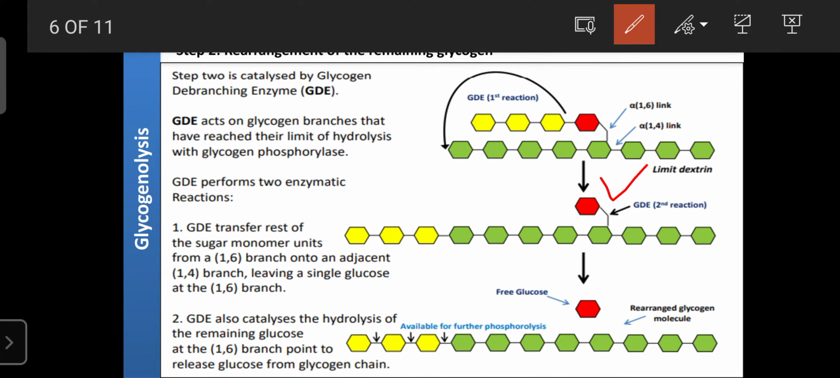Okay, so the transfer leaves one molecule of glucose to be released. In the second step, GD also catalyzes the hydrolysis of the remaining glucose at the 1,6 branch point to release the glucose from the glycogen chain. So this GD, on one side, can transfer the monomer from the 1,6 branch to the 1,4 branch. On the other side, it can also regulate the hydrolysis and release one glucose molecule from the glycogen chain. So this is regarding step 2.